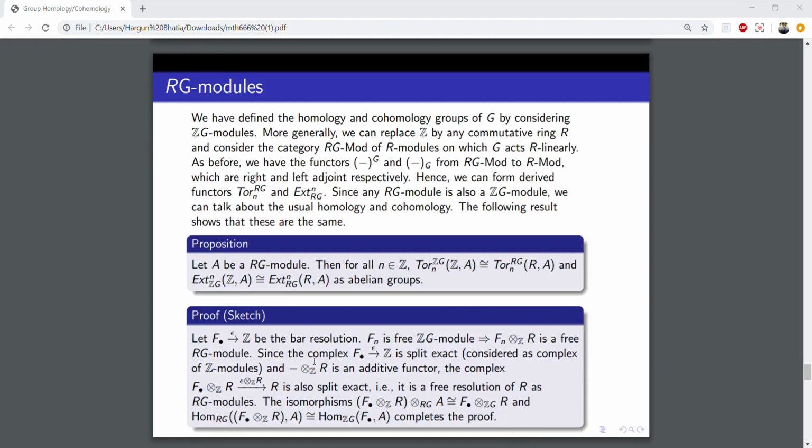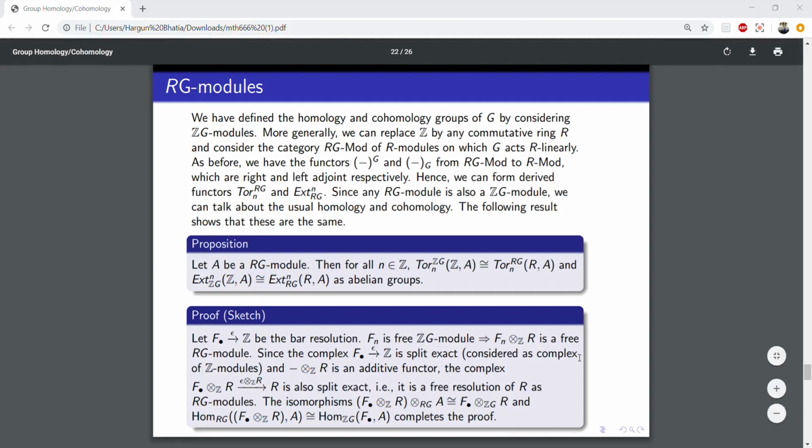Now here you use a bar resolution. So let's take F to be the bar resolution, and here Fn is a free ZG module, that's okay. So if I tensor this over Z with R, then it's a free RG module because ZG tensor R is RG, so it's a free RG module. And of course, if I tensor Z with R over Z, I'm going to get R. So F tensored over Z with R is a chain complex you get with R as the right hand side in the 0th degree.